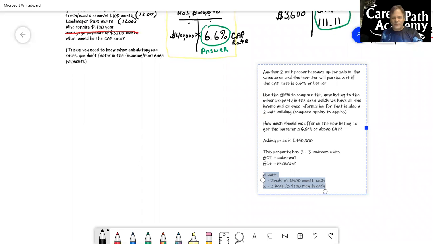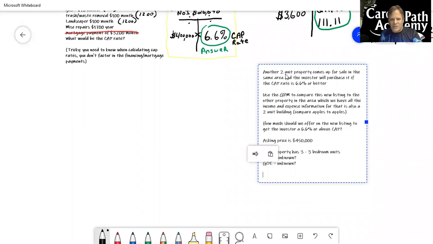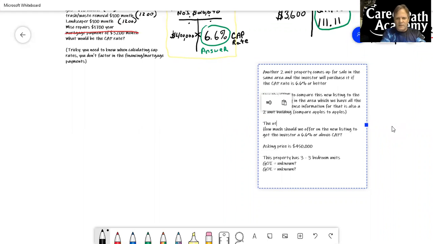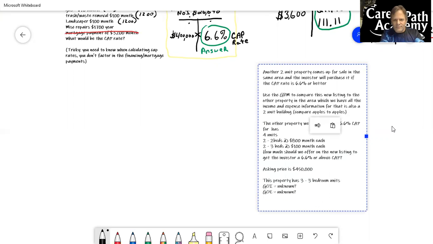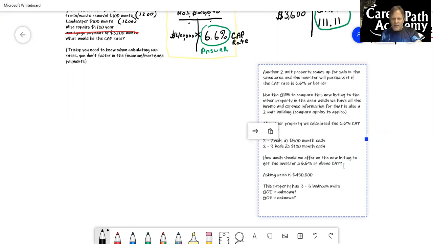So this was that previous problem that we had. So let me see. So another property comes up on the market for the area, purchase it for the cap rate of 6.6% or better. Use the GRM to compare the new listing to the property. Okay, so the other property in the area, we calculated the 6.6% cap for, has 4 units. How much do we offer on the new listing?